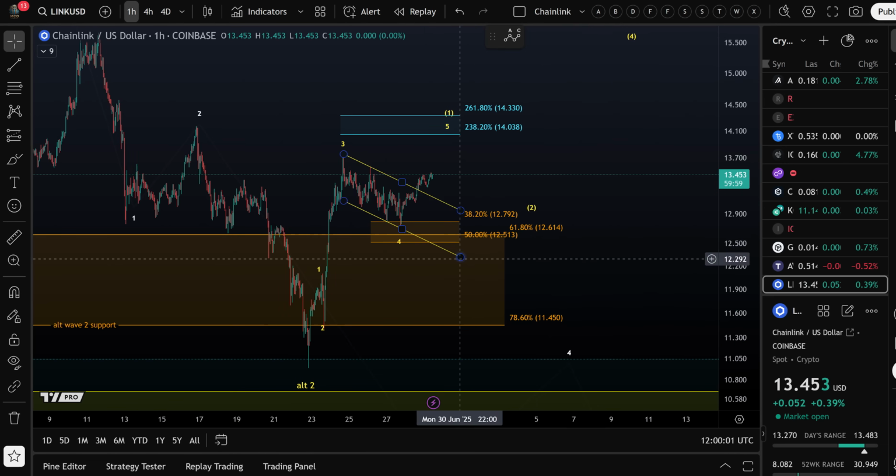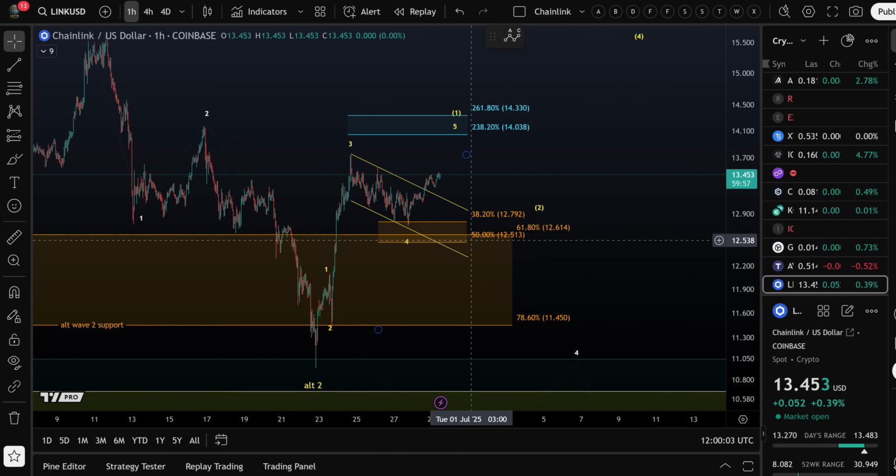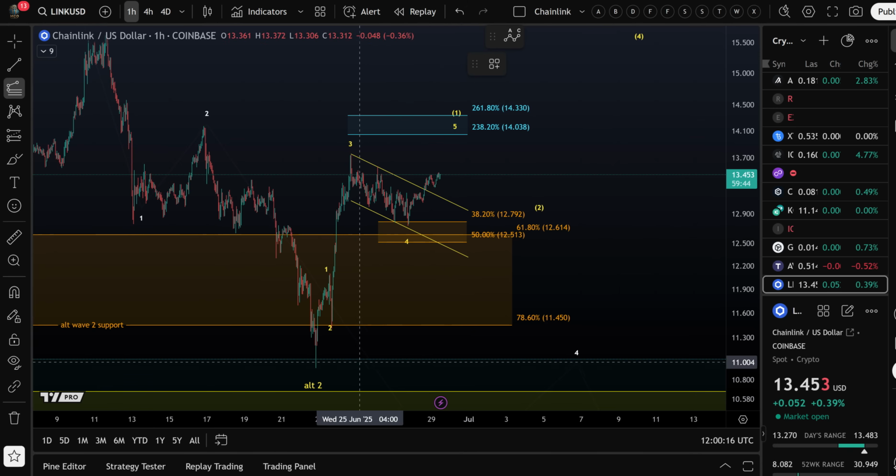Important at this point is that the price ideally does not break below $12.51, because a break below the 50% retracement, you know the routine, will likely lead to a break of the upside structure here. Wouldn't be great.